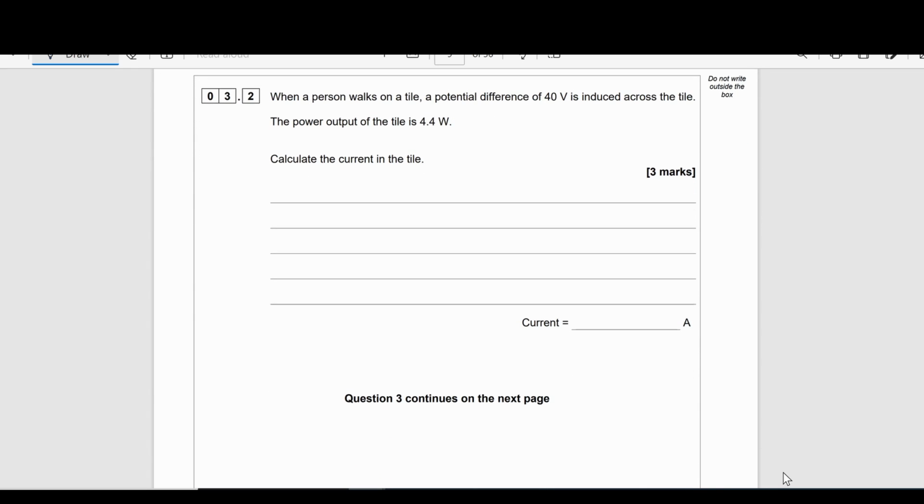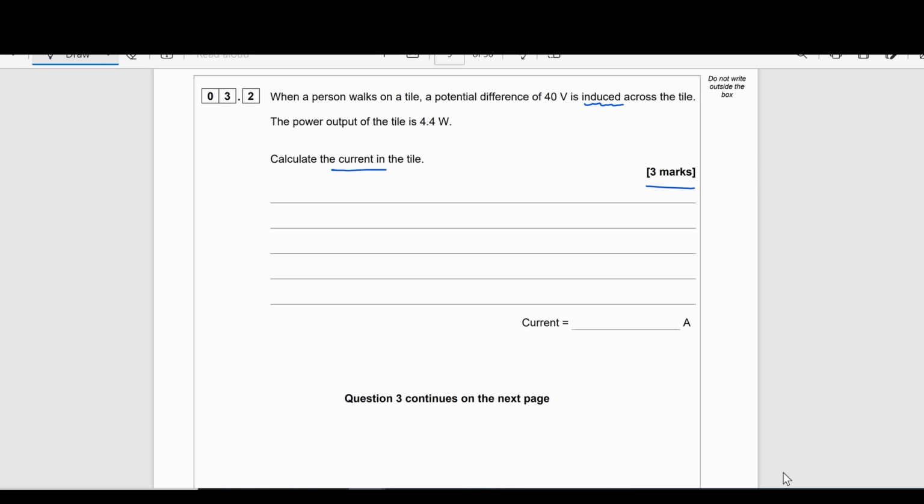3.2. When a person walks on a tile, a potential difference of 40 volts is induced across the tile. The power output of the tile is 4.4 watts. Calculate the current in the tile, 3 marks. So just to be clear, the word induced means to make, create.